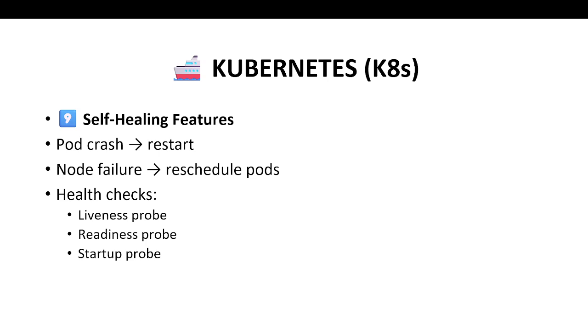Self-healing features. Kubernetes self-healing features are there. Any pod crash, it will restart. Node failure, reschedule pods. So if any node failure happens, it will reschedule pods on another node. And health checks are part of the self-healing features: liveness probe, readiness probe, startup probe. It contains all these things.